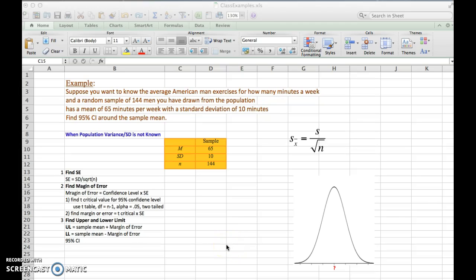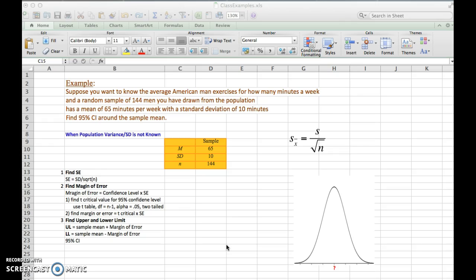This tutorial is about how to find a 95% confidence interval around a sample mean when the population variance or population standard deviation is not known. We'll use this example.